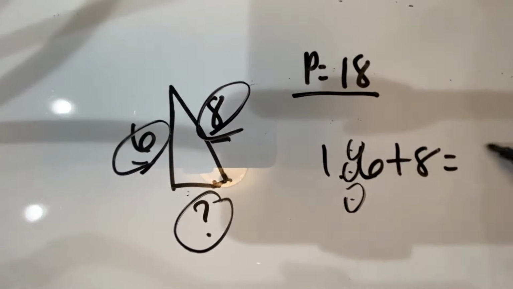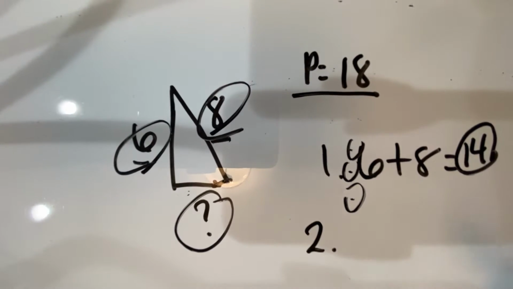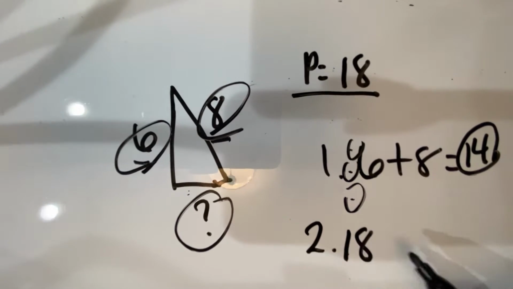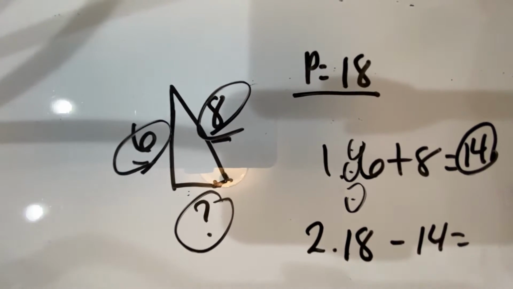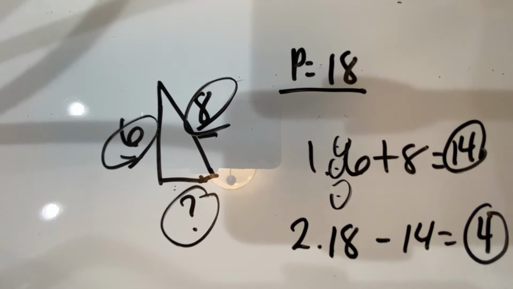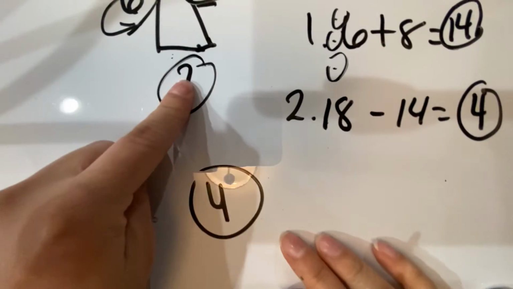So we have 8, 9, 10, 11, 12, 13, 14. 14. And then step 2 is subtract from the perimeter. The perimeter here is 18, so we're going to subtract 18 minus 14. And here we get 4. Now we only had one missing side, so we don't need to move on to step 3. So here would be our end, and our answer would be 4. Our length is 4. Right here would be 4.